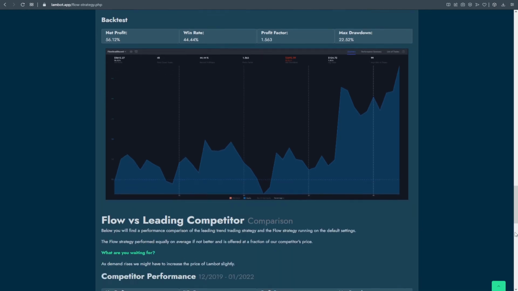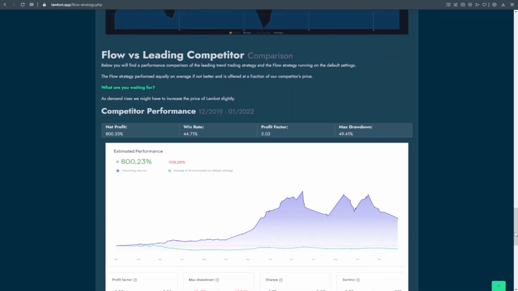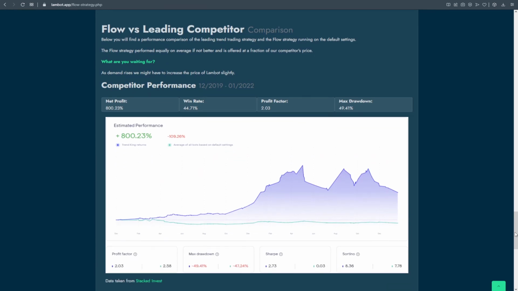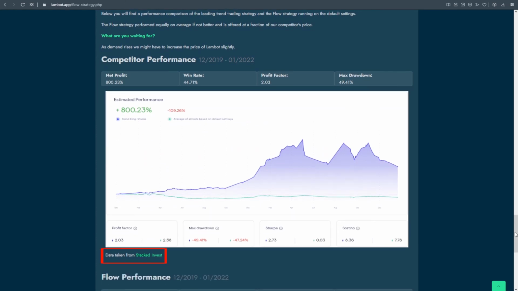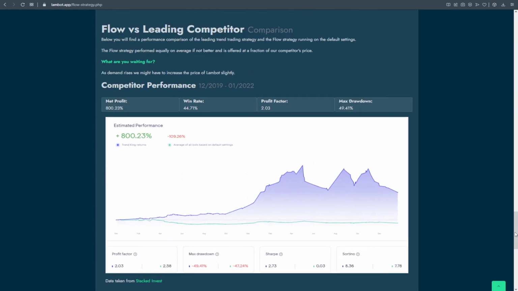Lastly, we will compare the flow strategy to what was the leading trend indicator and strategy used by many from 2019 until present. If you want to see what the indicator was, follow this link here for more information. Keep in mind that this strategy costs roughly 25x what the flow strategy costs per month.